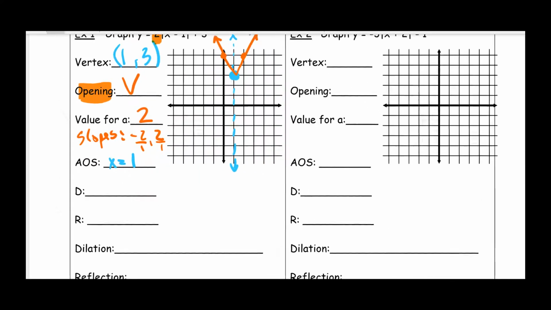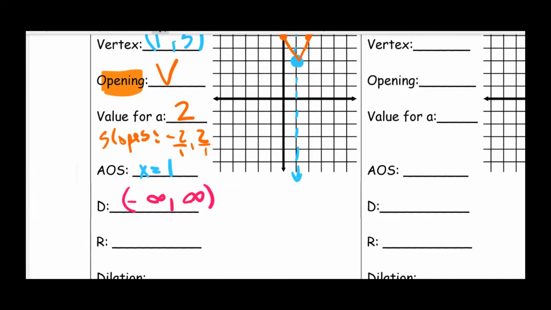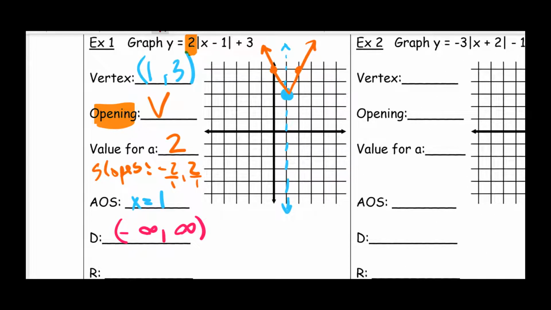Now, domain and range. This is where it gets really interesting. The domain is going to be all real numbers, and you'll notate that like this and this. That's the interval notation for all real numbers. Now, when you take a look at the range, the range has to do with the y values. Notice where the y values start. They start right here at 3.